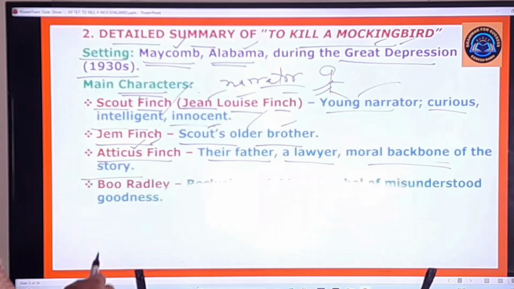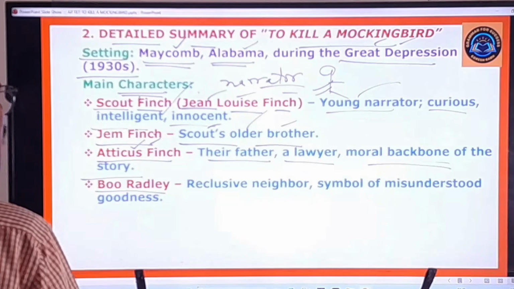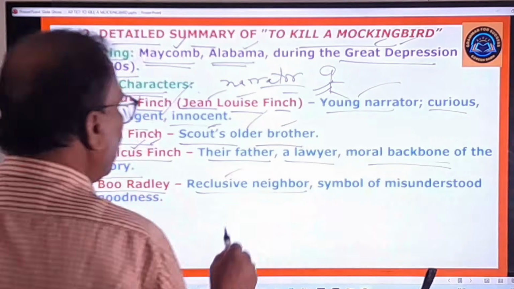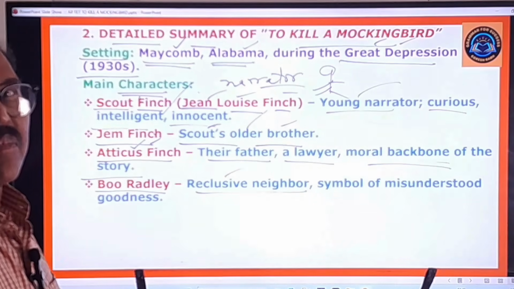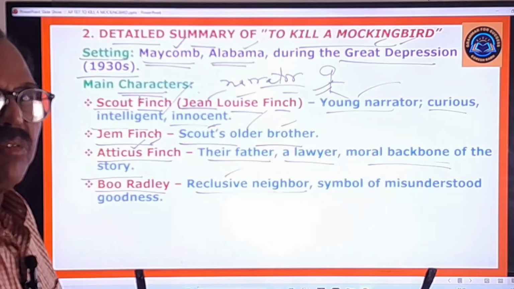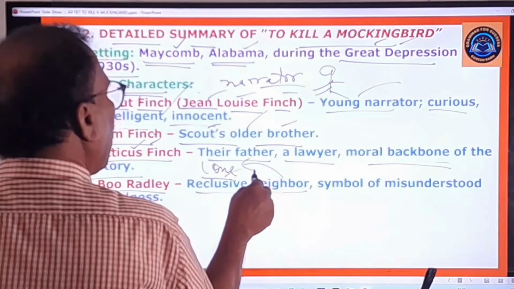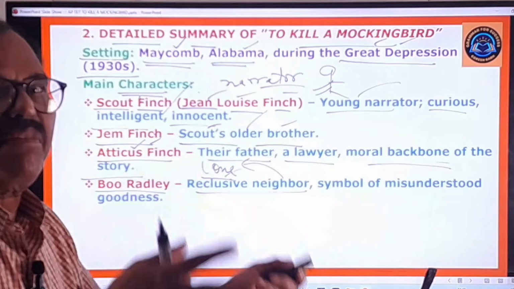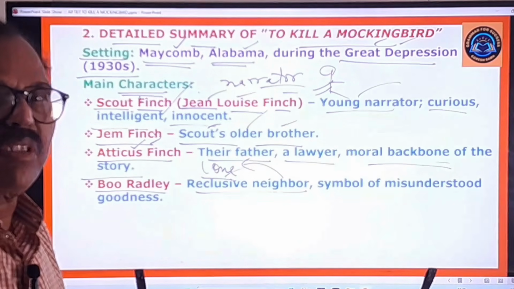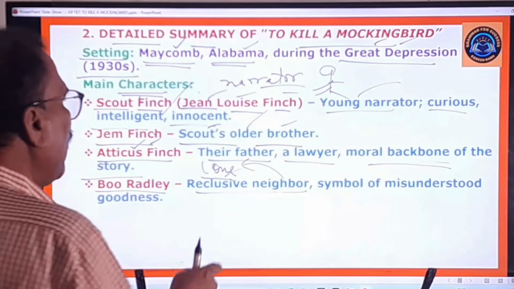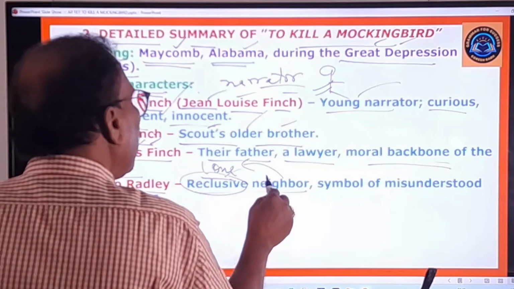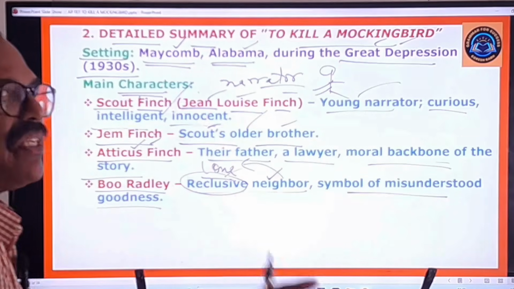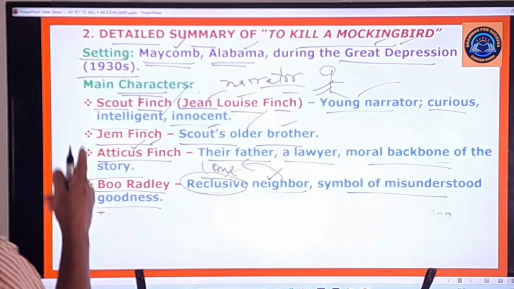Okay, and Boo Radley, another character is there. He is also an important character in this novel. Reclusive neighbor. Reclusive means isolated, solitary or lone. That means this neighbor lives all alone in a house. He doesn't come out of his house. He doesn't mingle with others. He doesn't talk to his neighbors and all that. So in that way, he was called a reclusive neighbor, a symbol of misunderstood goodness. He was a good man, but he was misunderstood to be a bad man. And that is all about Boo Radley.